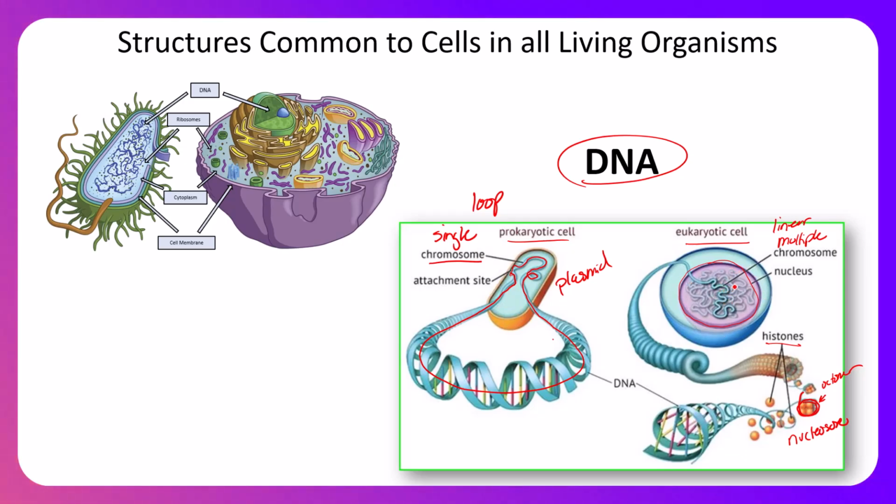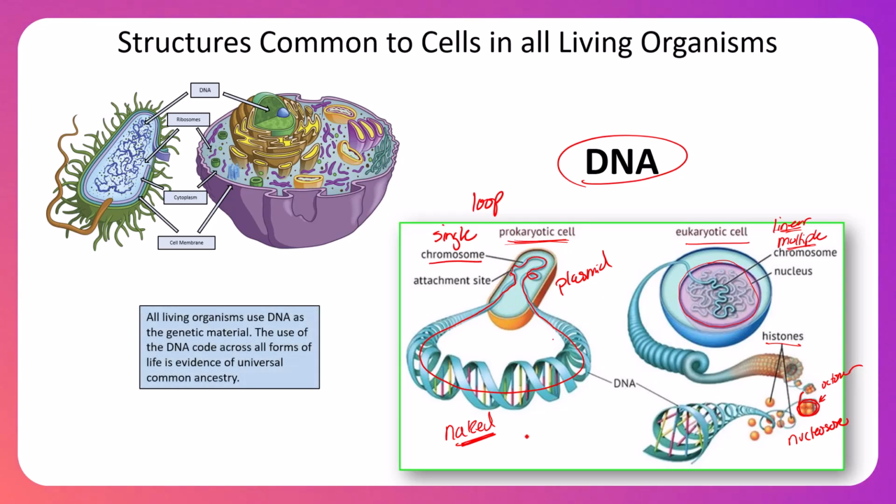The eukaryotic DNA is going to be linear and in multiple chromosomes. They are going to be associated with these histone proteins, unlike the DNA that is kept outside of a nucleus within a prokaryotic cell. These do not have histones, and so their DNA is said to be naked. All living organisms use DNA as the genetic material.